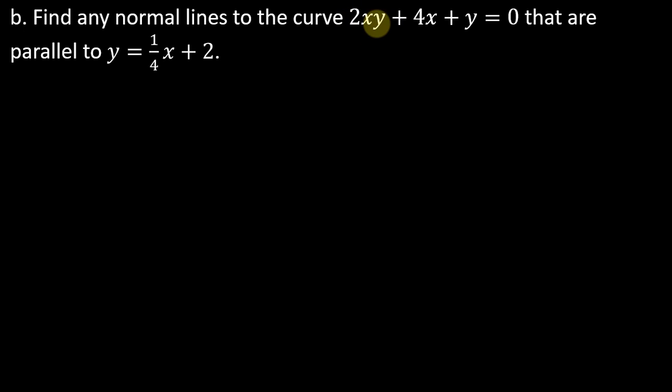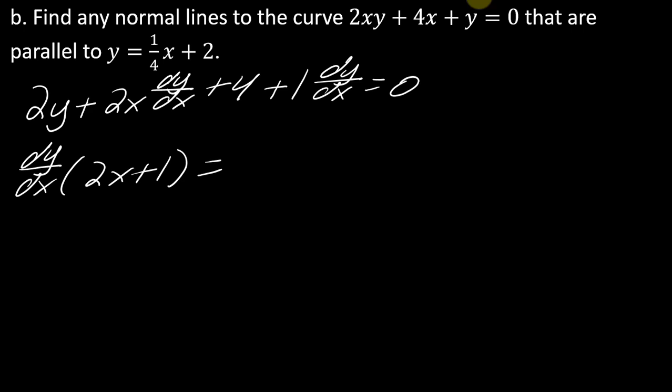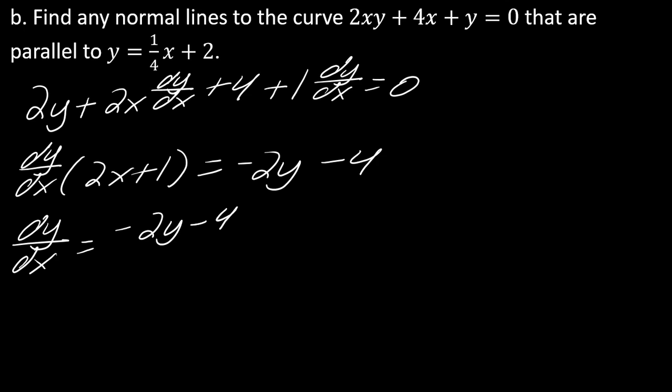So remember, you're going to have to use the product rule here. So this is going to be 2y plus 2x dy/dx plus 4 plus 1 dy/dx equals 0. So if I factor out dy/dx, this will leave me with 2x plus 1. And then the things that don't have dy/dx, so that's 2y and 4, I'll bring those over to the other side. So I'm going to switch their signs. This becomes negative 2y minus 4. So the derivative here is going to be negative 2y minus 4 over 2x plus 1.